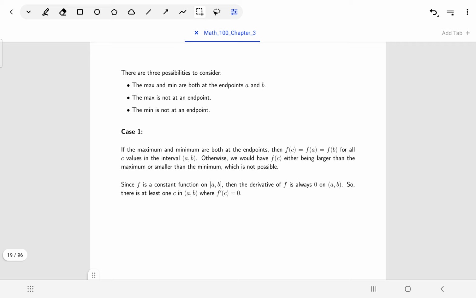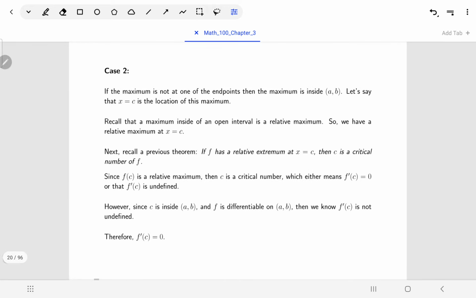So that's kind of the easy case. Let's look at the one that's a little bit more challenging. What if the maximum is not at the endpoint? So case 2, what if the maximum is not at one of the endpoints? In other words, the maximum has to be somewhere inside of our interval.